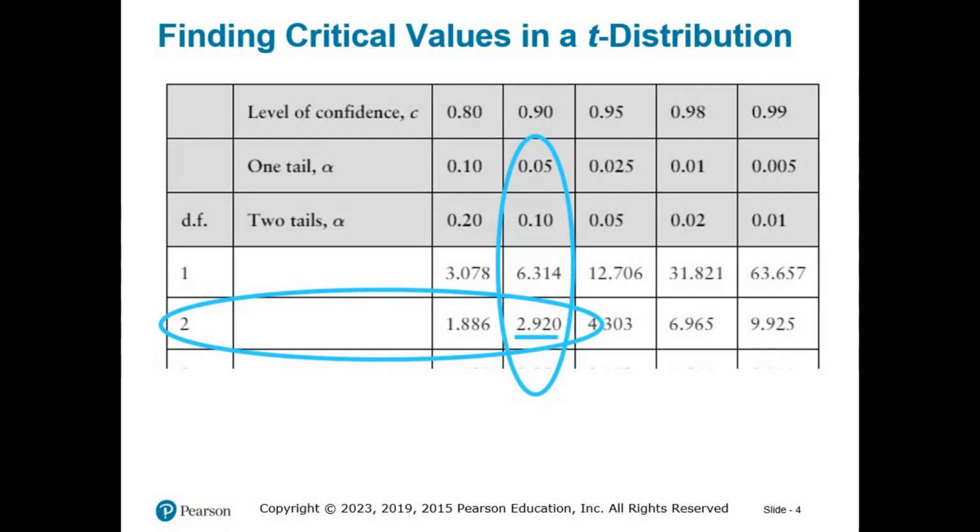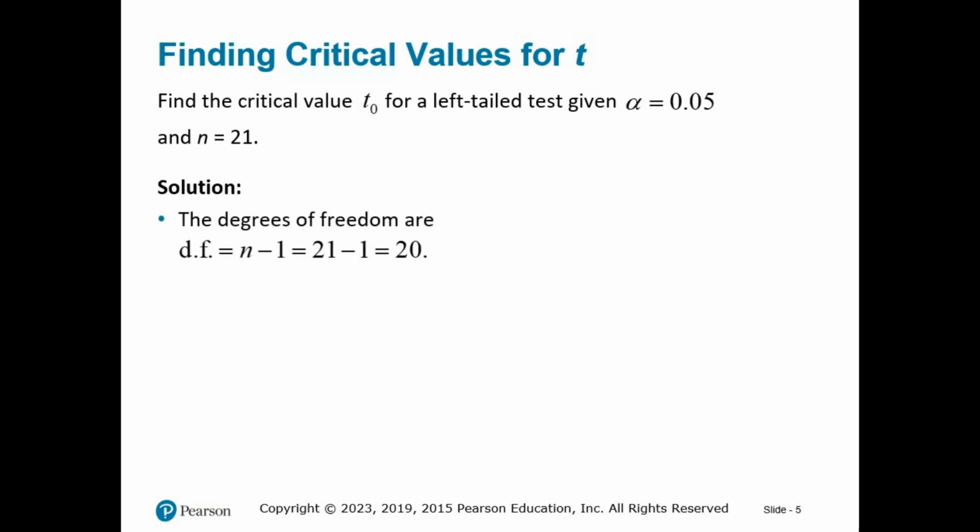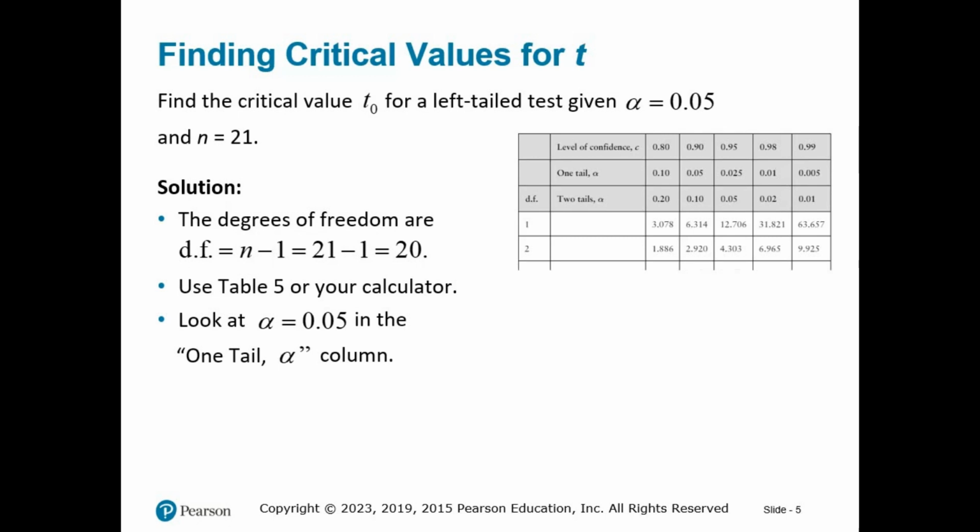Okay, let's do an example. Find the critical value t0 for a left-tailed test given alpha equals 0.05 and n equals 21. So I can do this two ways, but first I need to identify my degrees of freedom. N equals 21, so my n-1 is 20, so my degrees of freedom is 20. Next I look at alpha, it's 0.05. So at this point I either look at the table or use my calculator. Let's start with the table. To use the table I need to identify the appropriate alpha. It's 0.05, but am I doing a left-tailed or right-tailed?